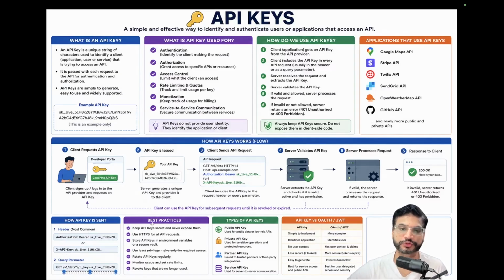Now, some of the best practices are: API keys need to be rotated after a certain interval of time. They should be used with HTTPS requests, and they should be given least privileges, that is, the least required access. You should also monitor the rate limits.